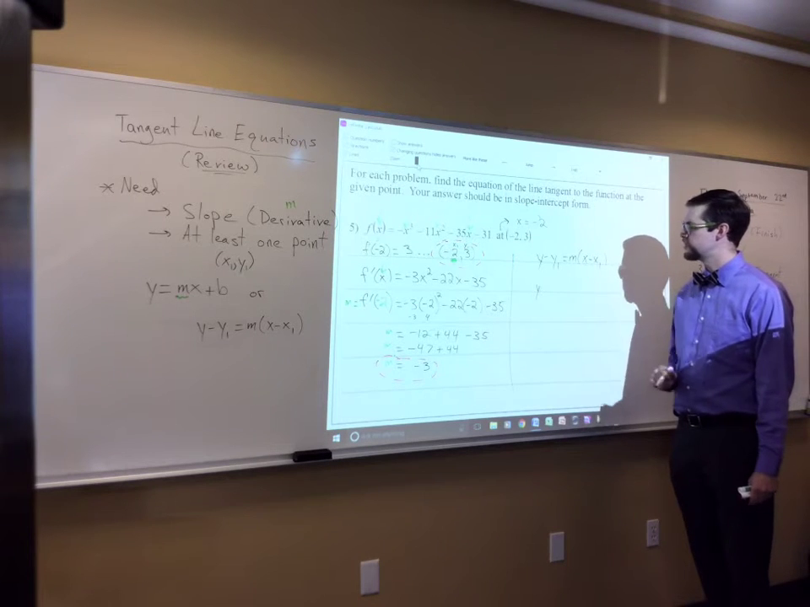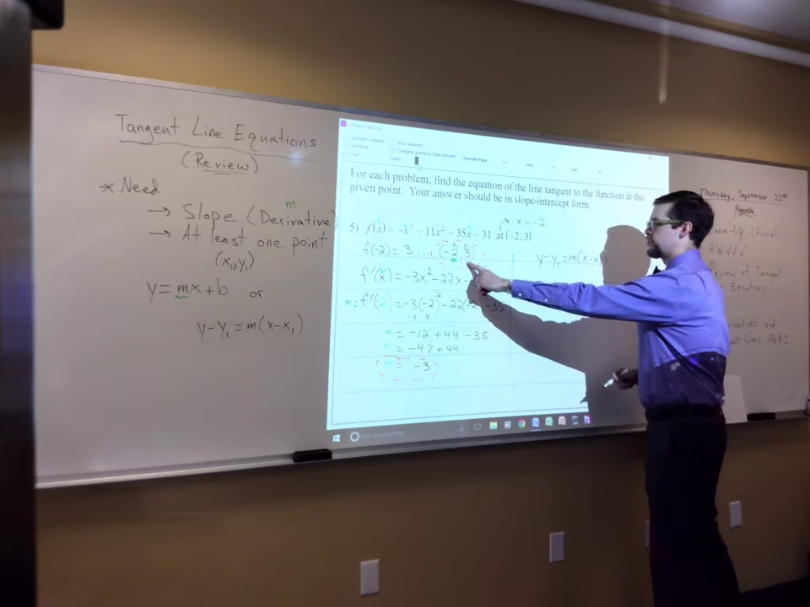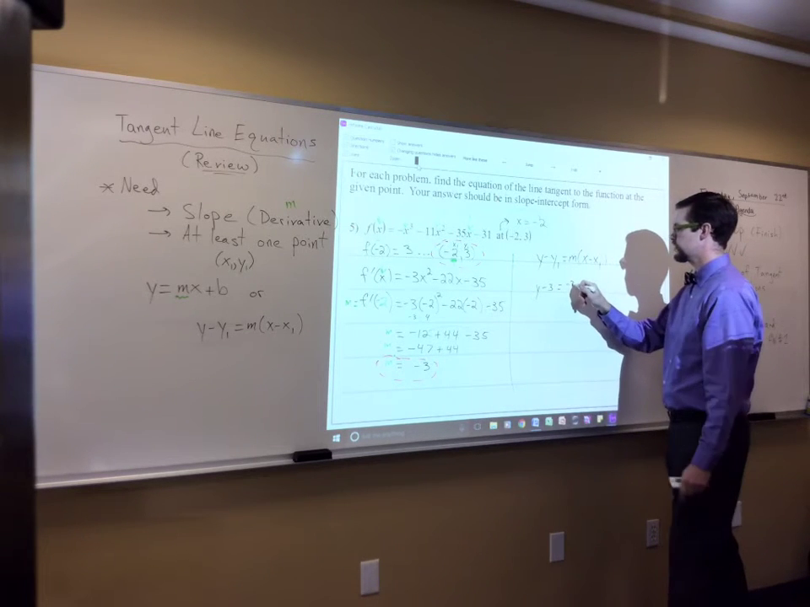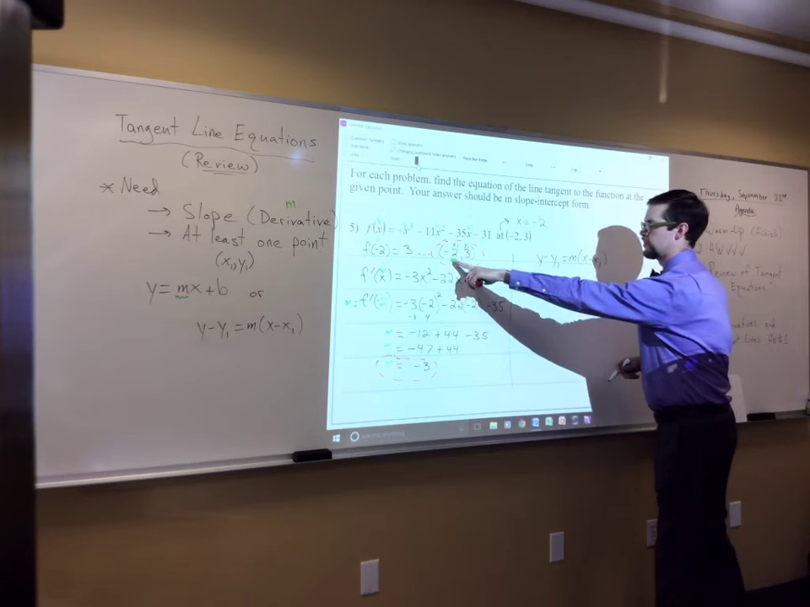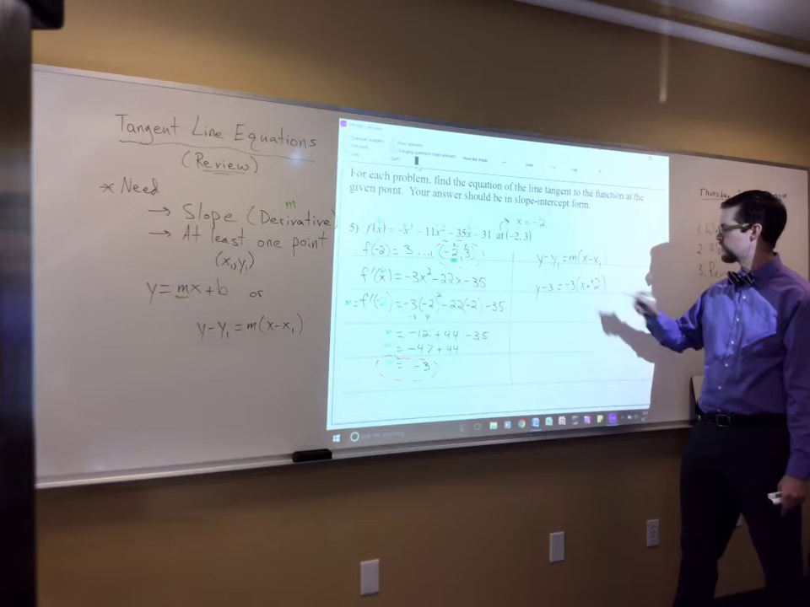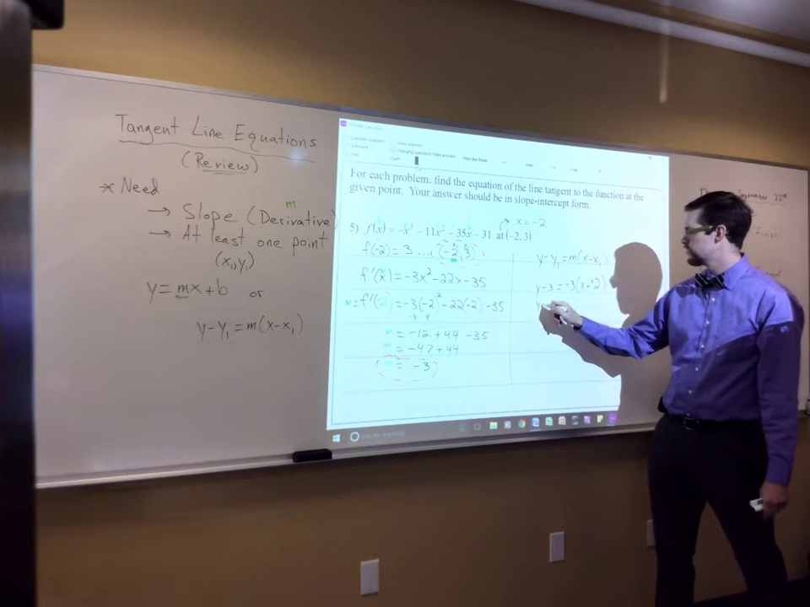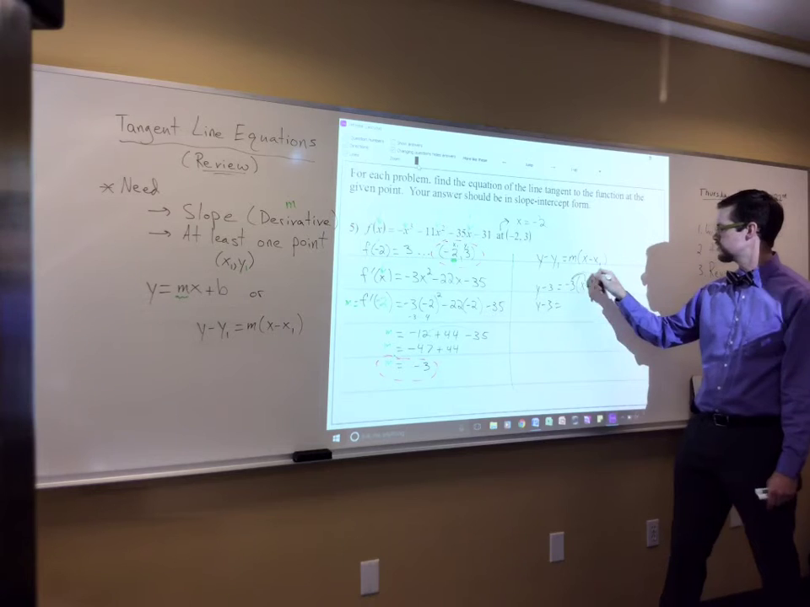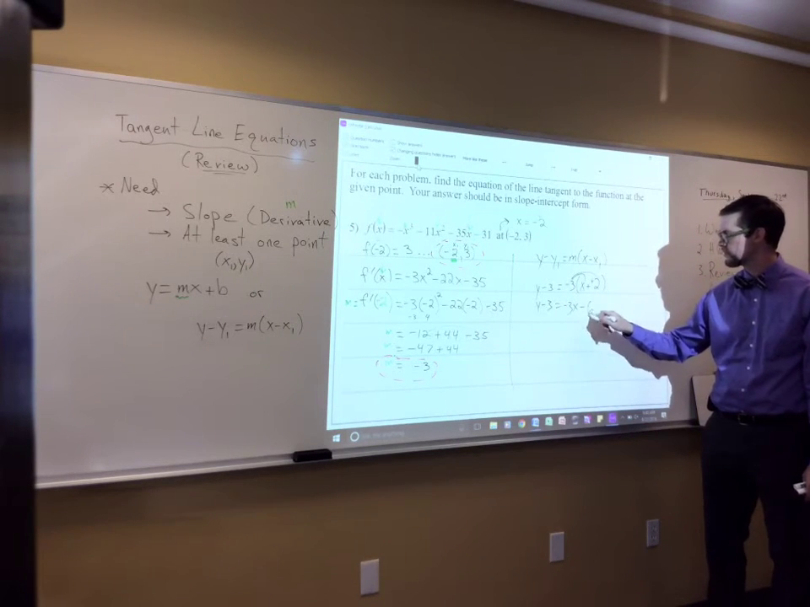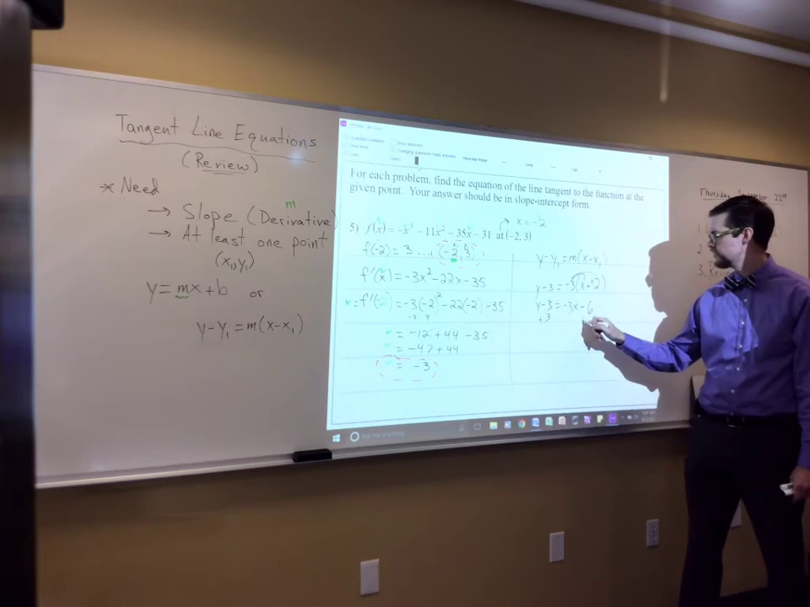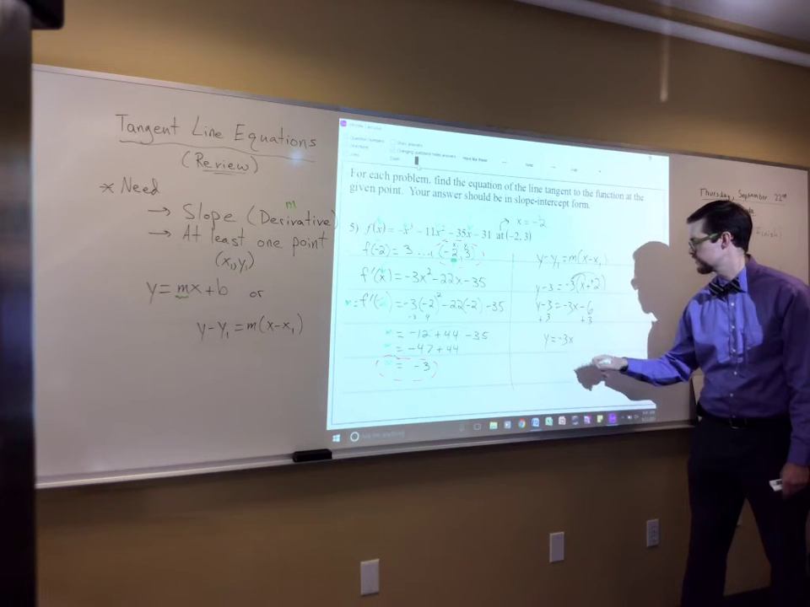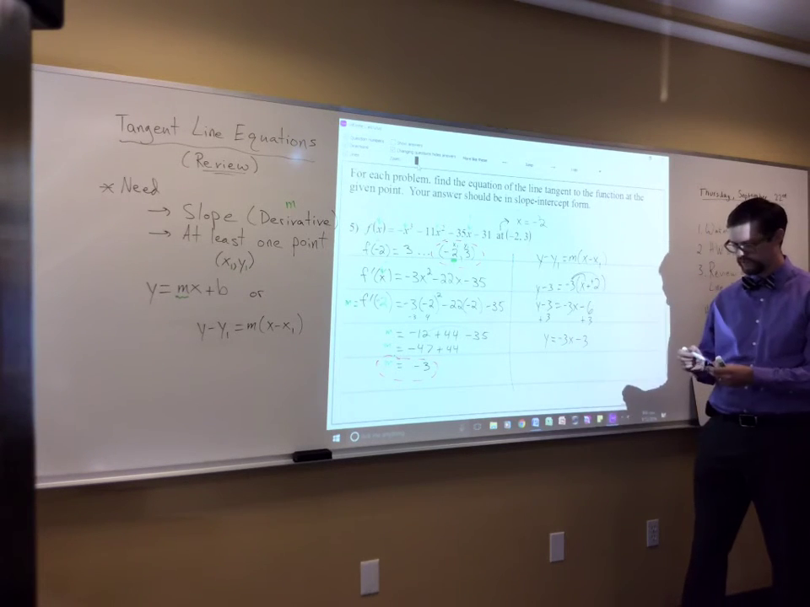Alright, let's plug in things that we know. I don't know my generic y, but y sub 1 is here, so y minus 3 equals slope negative 3 times x minus a negative 2. Minus a negative, write that as plus a positive. I'm going to distribute the negative 3, negative 3x minus 6. Adding 3 to both sides, end up with y equals negative 3x minus 3.